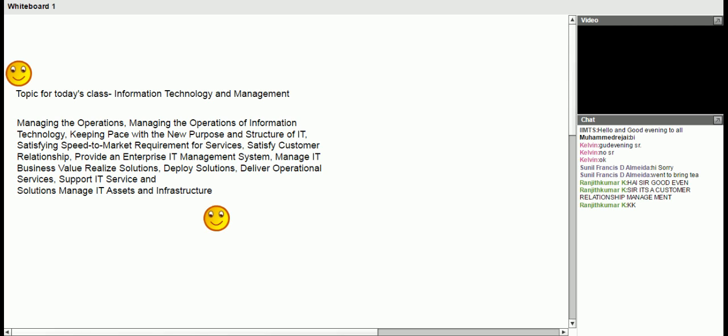Managing the operations of information technology, keeping pace with the new purpose and structure of IT, satisfying speed to market requirements for services, satisfy customer relationship, provides an enterprise IT management system, manage IT, business value, realize solutions, deploy solutions, deliver operational services, support IT services and solutions, manage IT assets and infrastructure. So this is our today's class.